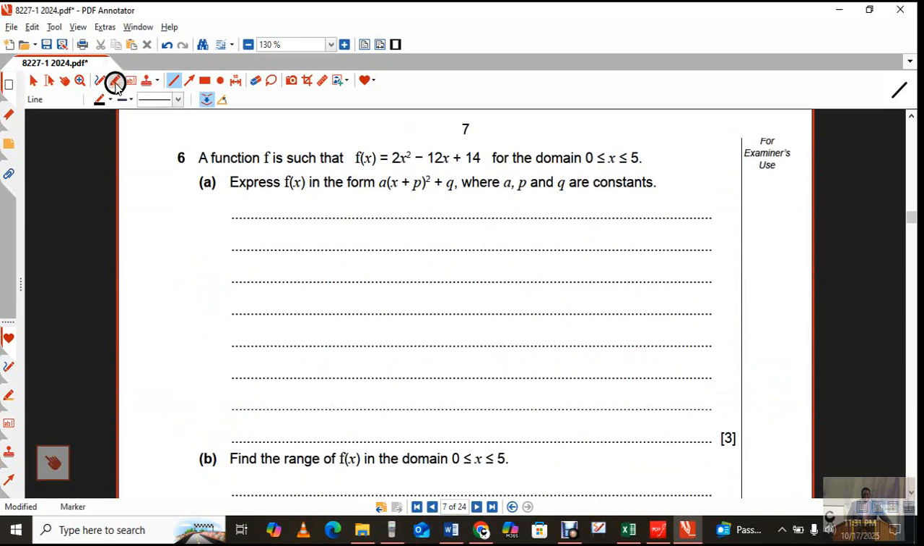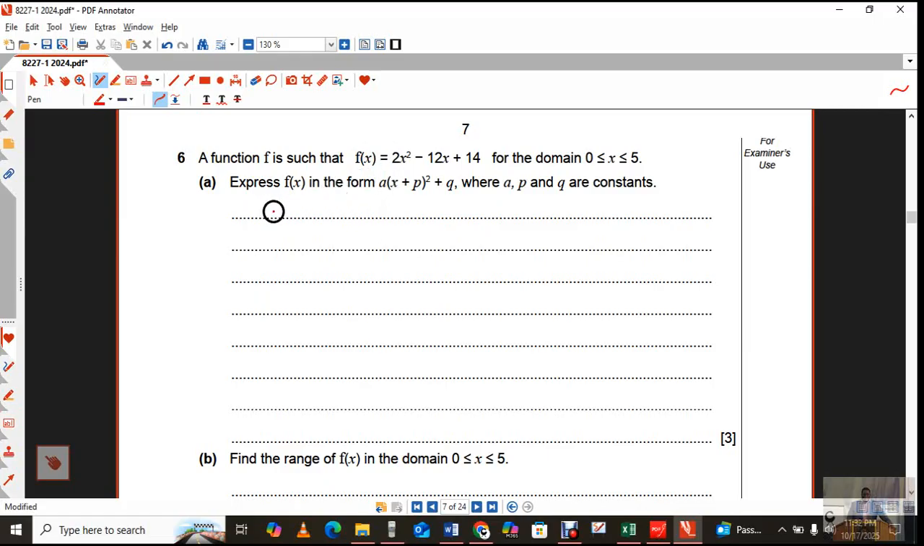Now we are going to question 6, and they say a function f is such that f of x is equal to 2x squared minus 12x plus 14. And let us see, they say express this in vertex form, a in bracket x plus p all squared plus q, where the values of a, p, and q are constants.